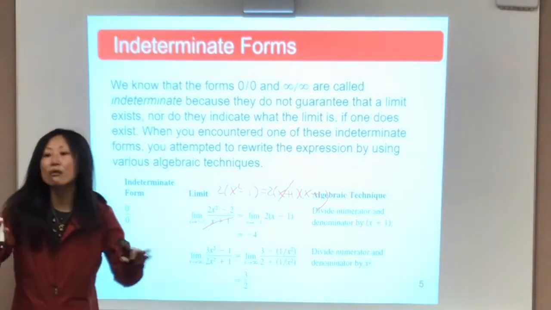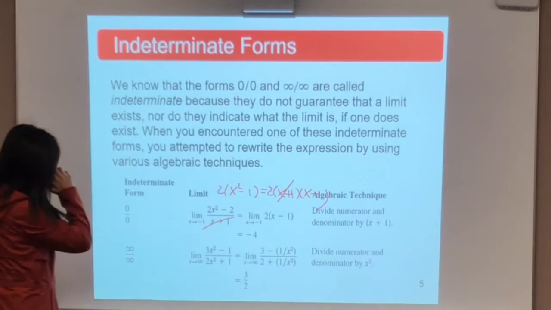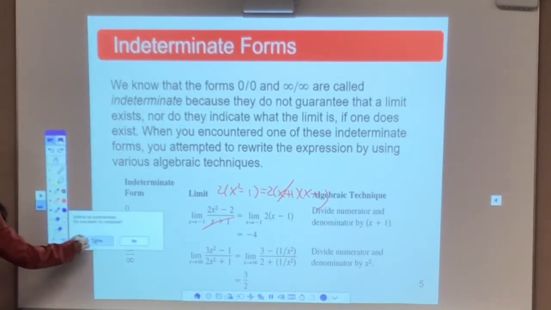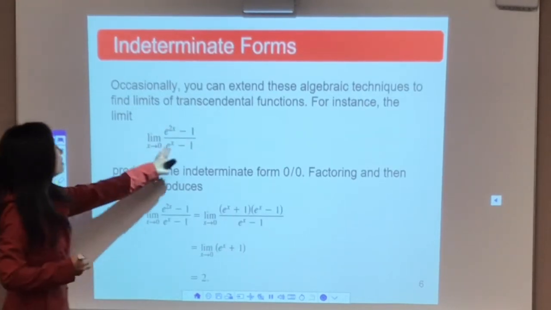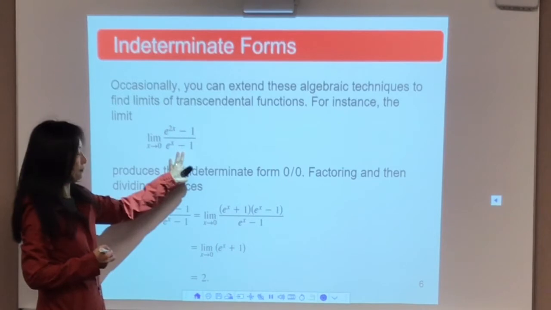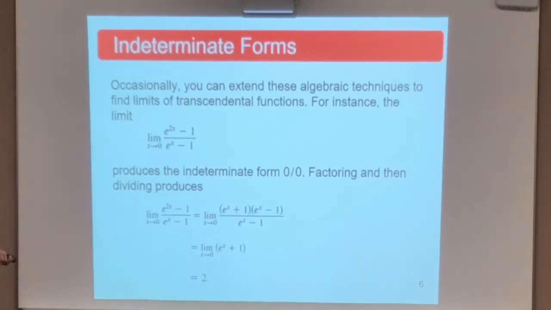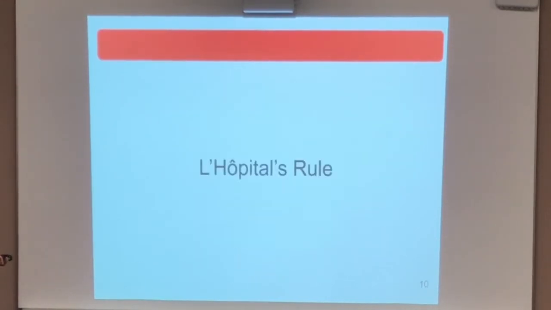But now we don't have to do that. We got a new rule called L'Hopital's rule, so we can use that instead of doing that. We will use derivatives instead. Same thing here: if I plug in 0 here, you get 0 over 0. You cannot find your limit. But watch this one.